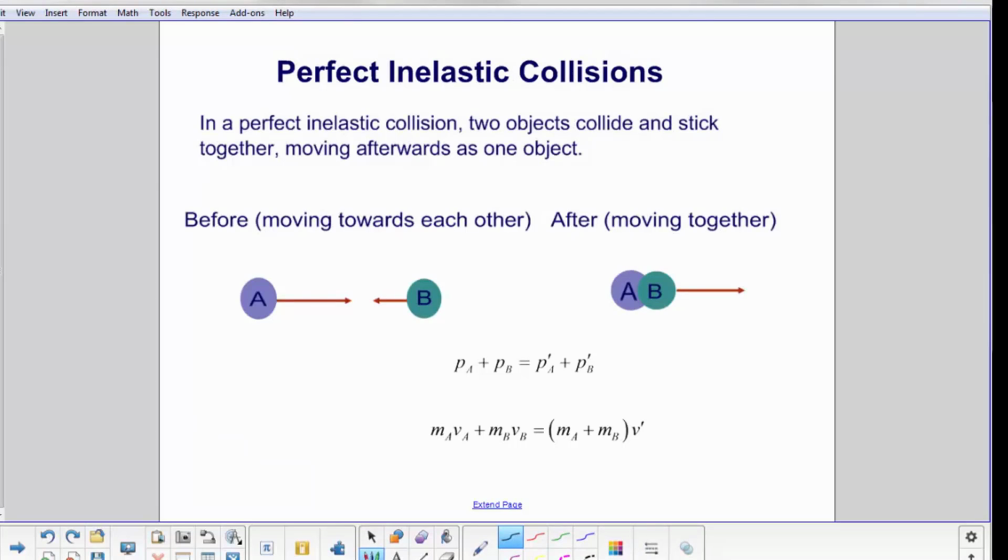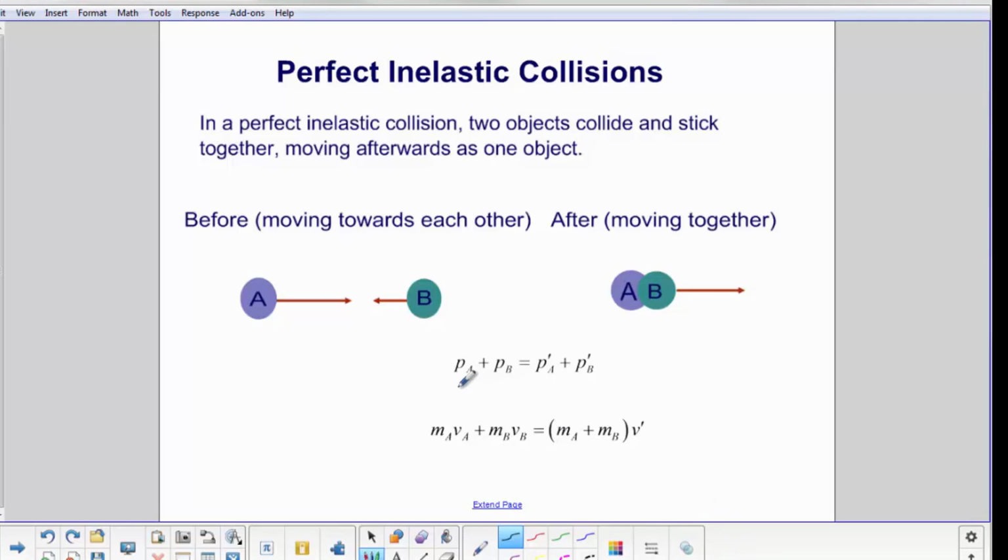In a perfect inelastic collision, two objects collide and stick together, moving afterwards as one object. We talk a lot about two objects colliding. That's because we can solve for that pretty exactly, and it models what happens in the real world. Once you get three objects, all bets are off. The math is horrible. It's very sensitive to your initial conditions and what happens during the collision, and we just can't come up with a good answer. However, for two, it works perfectly. Physics and the real world can be funny like that.